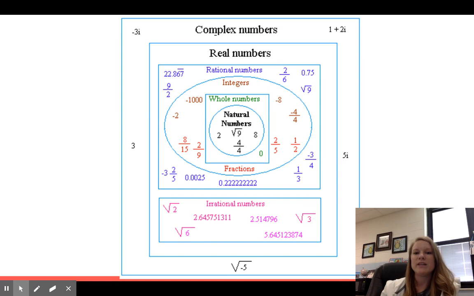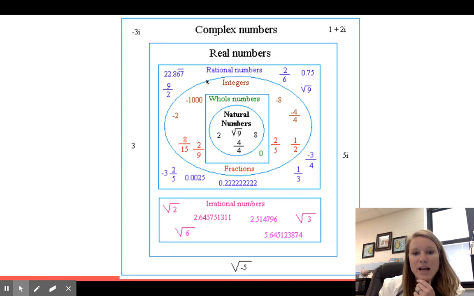Okay, so let's look at this little chart right here. We've got natural numbers right in the center, okay? So there's our natural numbers. We've got 2, this simplifies to 3, 8, and then 1. And then outside of natural numbers, we've got whole numbers, okay? So now we're including 0 in that, but whole numbers are also natural numbers, okay?